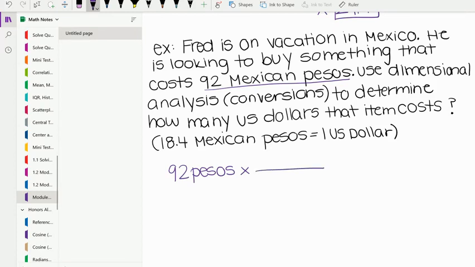So I know that pesos needs to be on the opposite side, and I want dollars. Okay, so then I need to figure out, what do I know about dollars and pesos? So I know that 18.4 pesos is $1. Okay, and then what you are going to do is do 92 divided by 18.4. And that would give you the answer. And in this case, it ends up being $5.